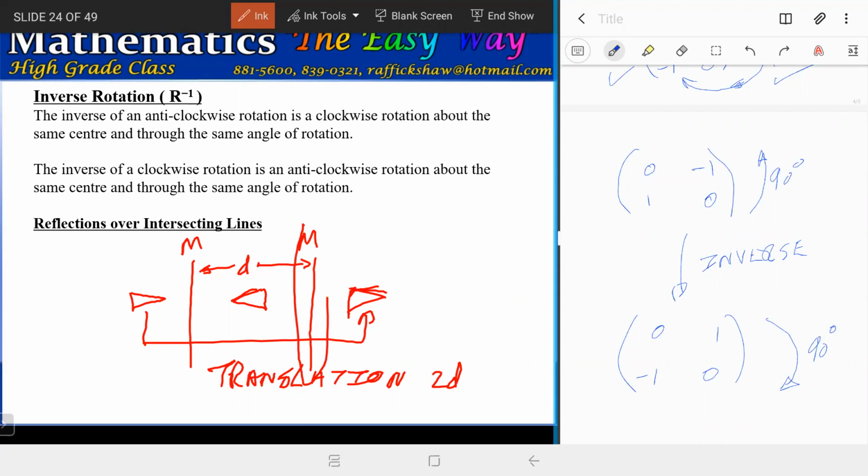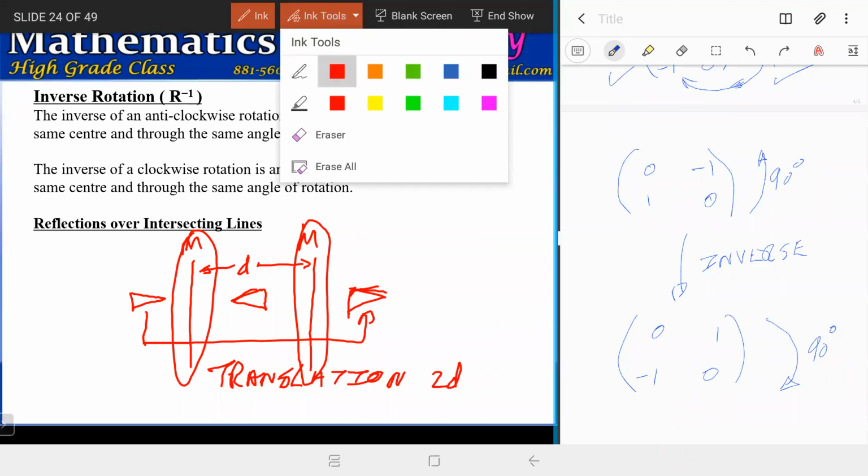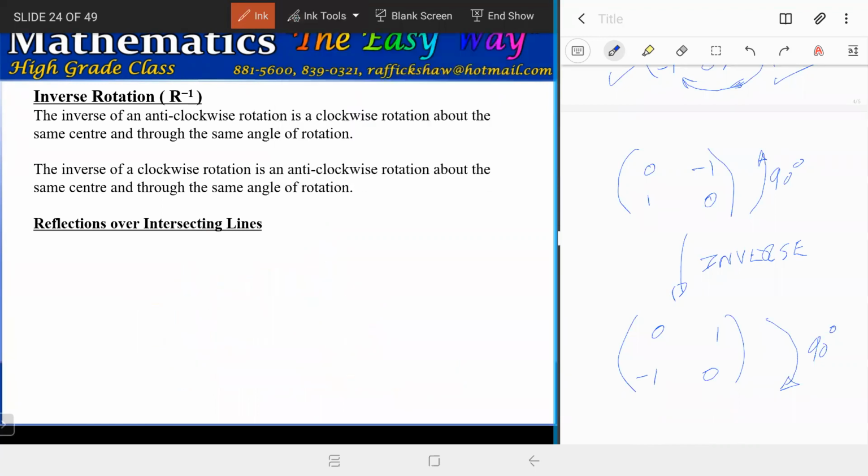But that's when you have 2 parallel mirror lines. So when you have 2 reflections over 2 parallel mirror lines, it is equivalent to a translation. The translation direction is perpendicular to the 2 mirror lines, and the distance of the translation is twice the distance between the 2 lines. That's what we did in the last class.